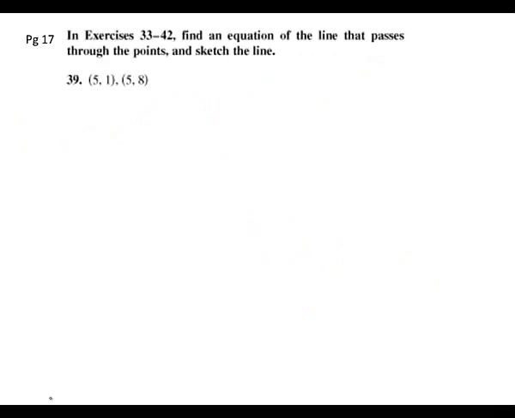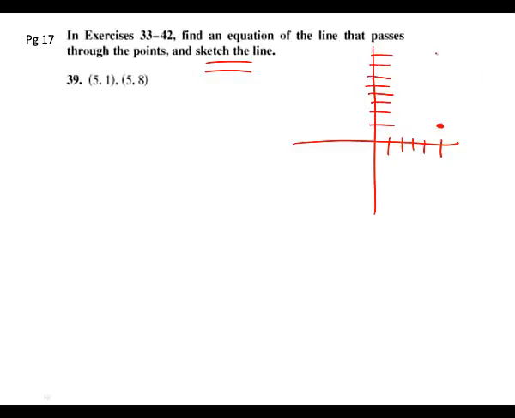Okay. Find the equation of the line that passes through the points and sketch the line. Could I just plot those 2 points and sketch the line? I don't have to follow the instructions in the order they gave them to me, right? So I'm going to plot those 2 points. So I've got 5, 1, and 5, 8. 3, 4, 5, 6, 7, 8. We're doing sloppy graphs. In fact, it was almost better that I sketched it first.